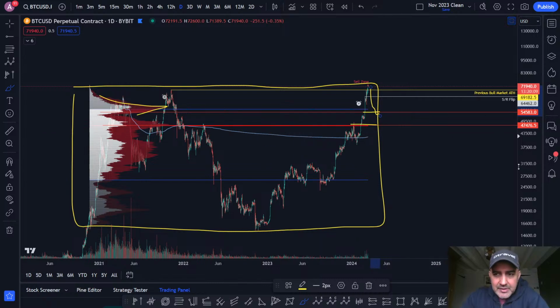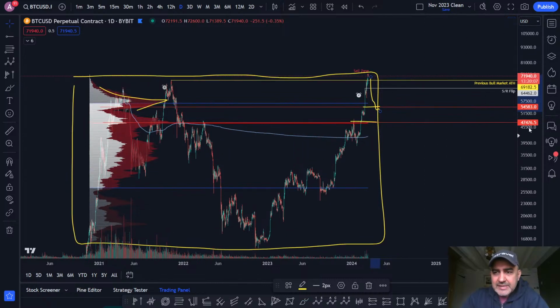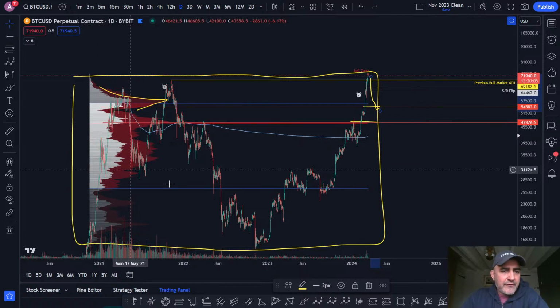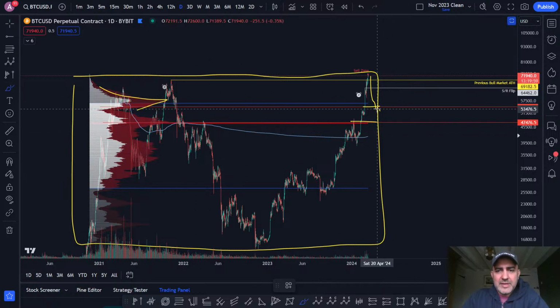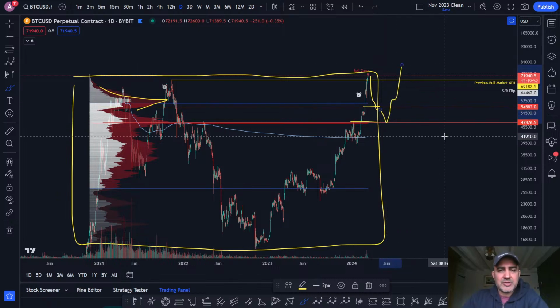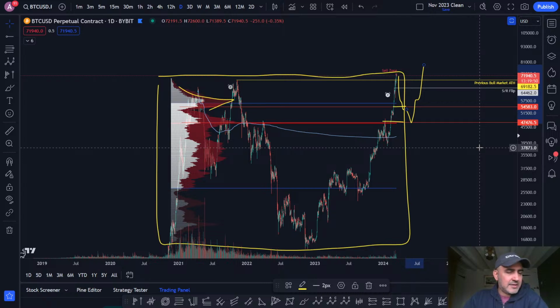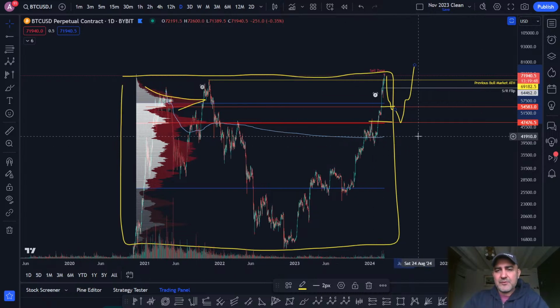If it happens, you've still got this crazy level here, which is the overall point of control at 47,000. So I think that will be the final line in the sand. If for some reason it goes down, then I expect some kind of crazy rejection from that level. So I just don't see 40,000.